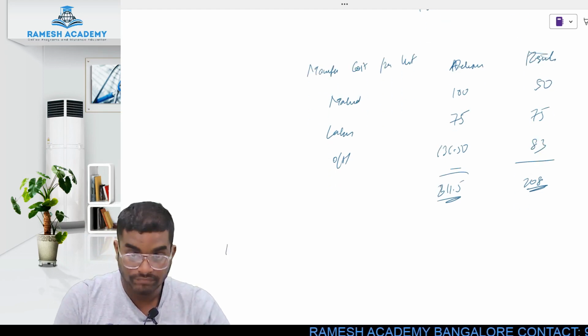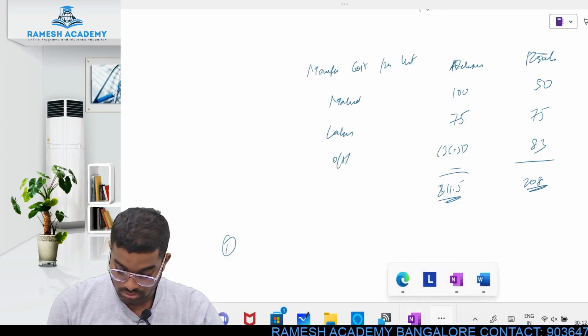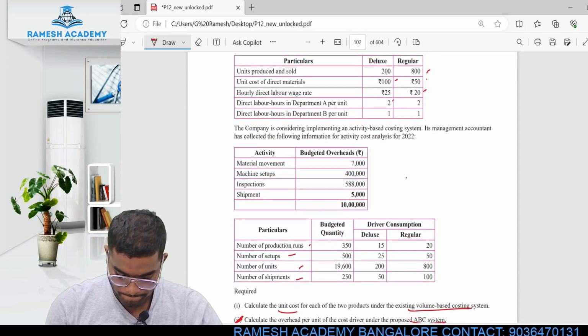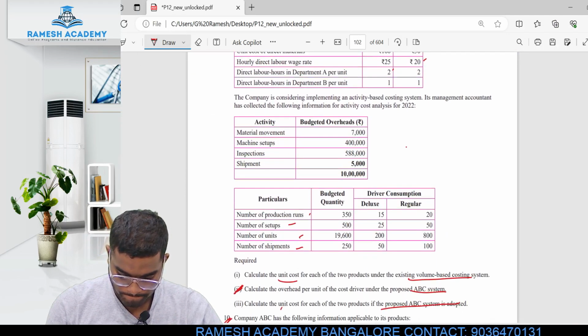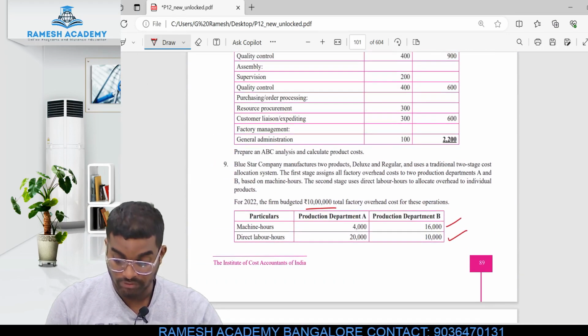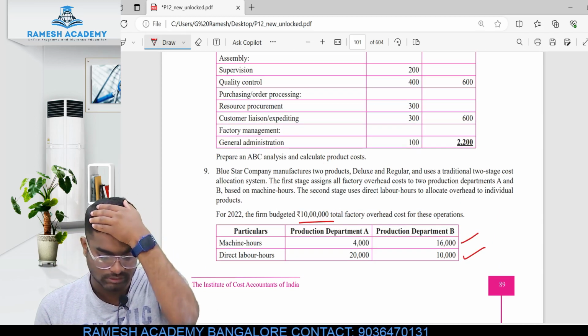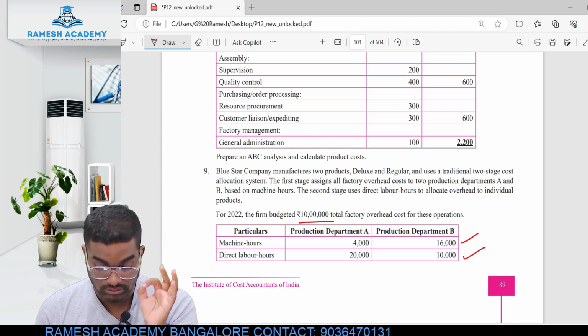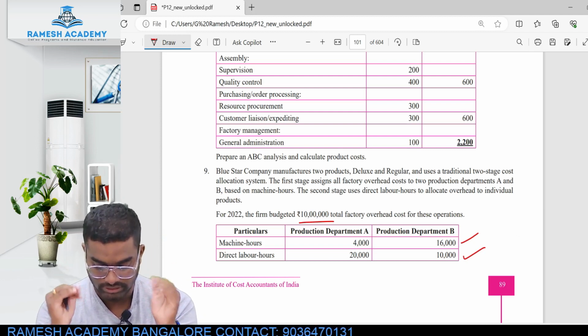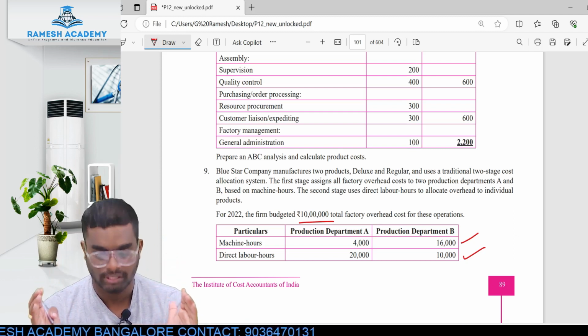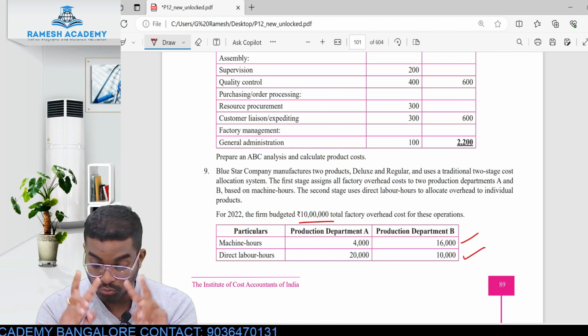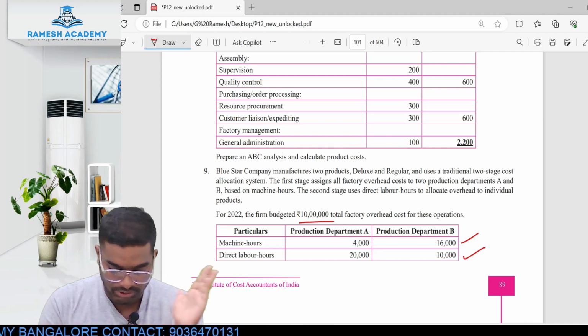Shall we start with the first part? See, the first part is very much important in this question. That's the reason I'm doing it at the last. So they're telling first stage assigns all the factory overhead. What is our factory overhead? 10 lakh to two production departments A and B based on machine hours.